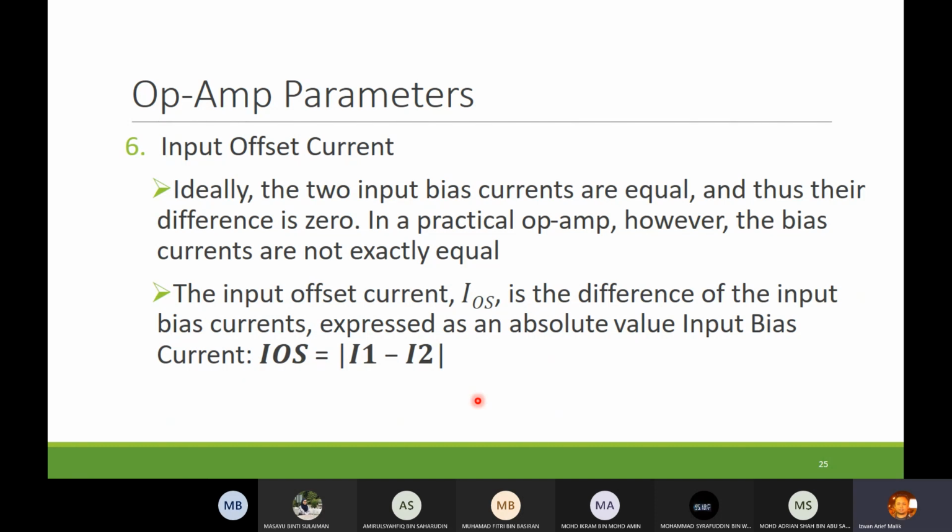Okay, for input offset current, ideally the two input bias currents are equal and thus their difference is 0. So in a practical op-amp, however, the bias currents are not exactly equal. So the input offset current, the IOS, is the difference of the input bias currents expressed as an absolute value, which is IOS equivalent to I1 minus I2. Okay, so depends kepada dia punya practical ataupun ideal op-amp.